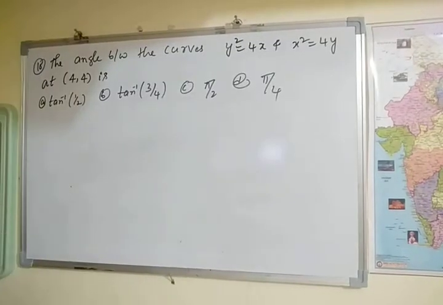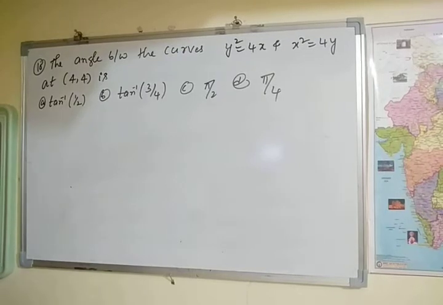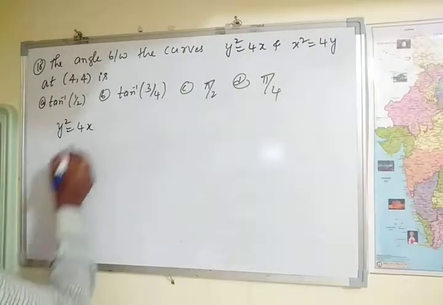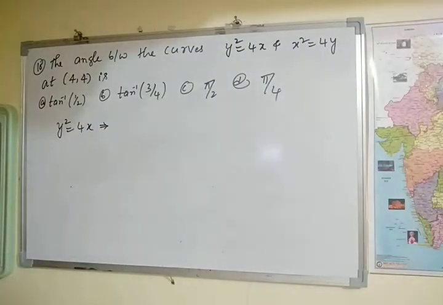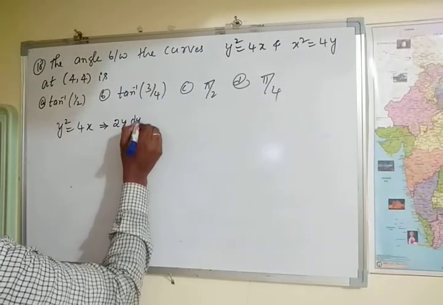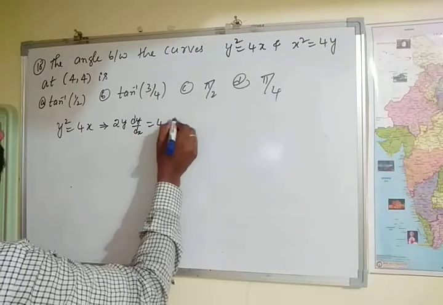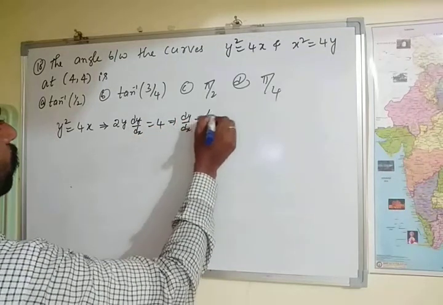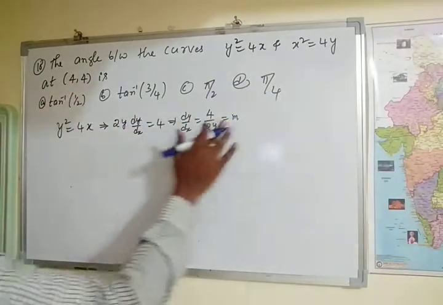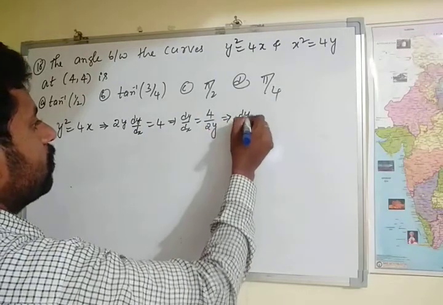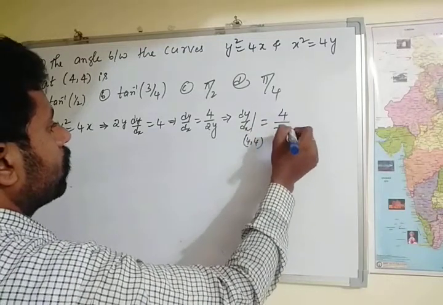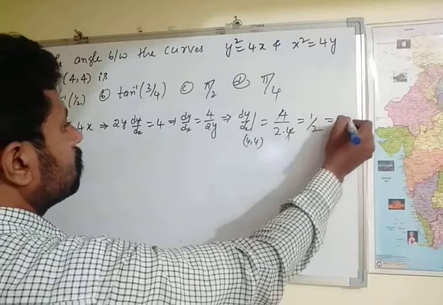So here we have the angle between the curves y square is equal to 4x and x square is equal to 4y. Now differentiate with respect to x. Here we have to find m1 and m2. Differentiate y with respect to x on both sides. 2y into dy by dx is equal to 4. This implies dy by dx is equal to 4 divided by 2y. Consider this as m1. Or at the given point, you can write directly dy by dx at the point 4 comma 4 is 4 divided by 2 into 4. 4 gets cancelled, 1 by 2, this is m1, slope 1.